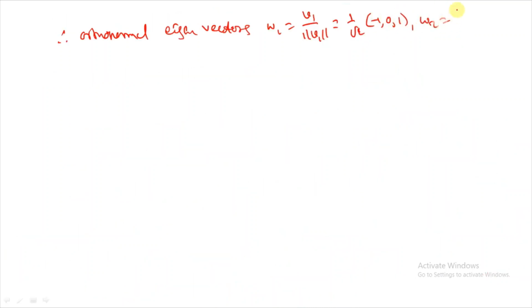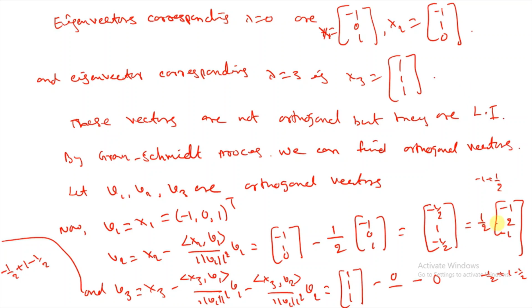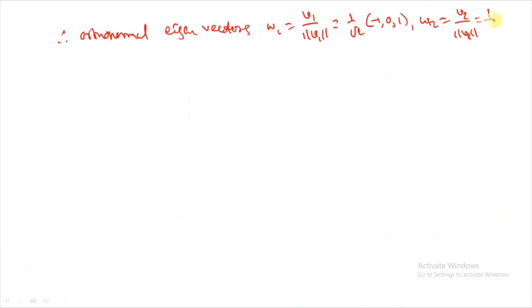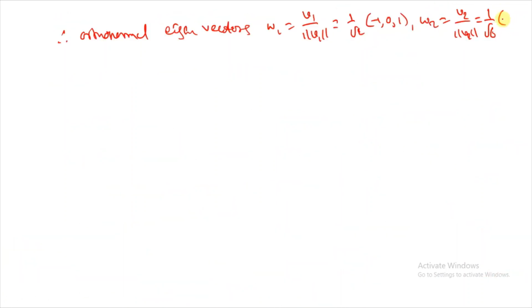w2 equal to v2 by norm v2, which is 1 by root 6 into minus 1 2 minus 1 transpose, and w3 equal to v3 by norm v3. This is 1 by root 3 into 1 1 1.